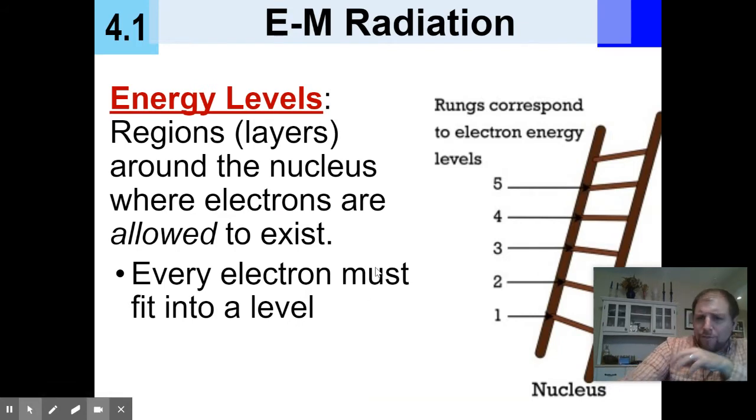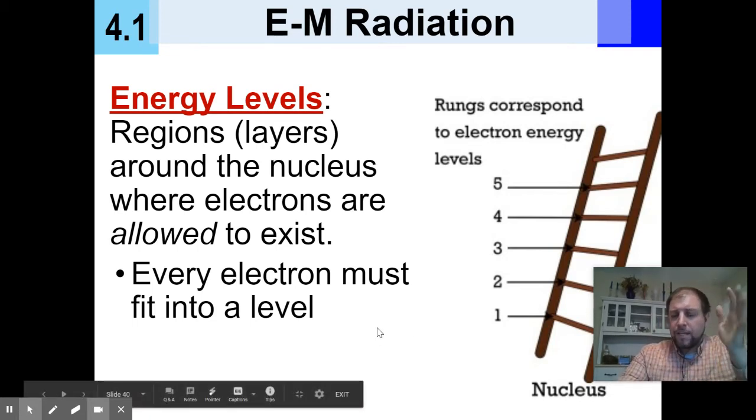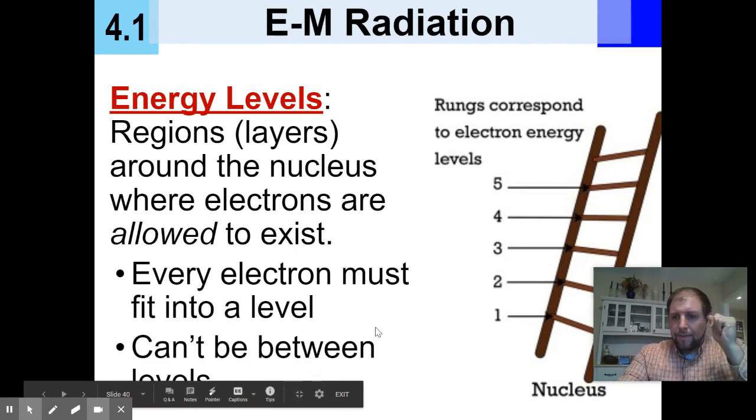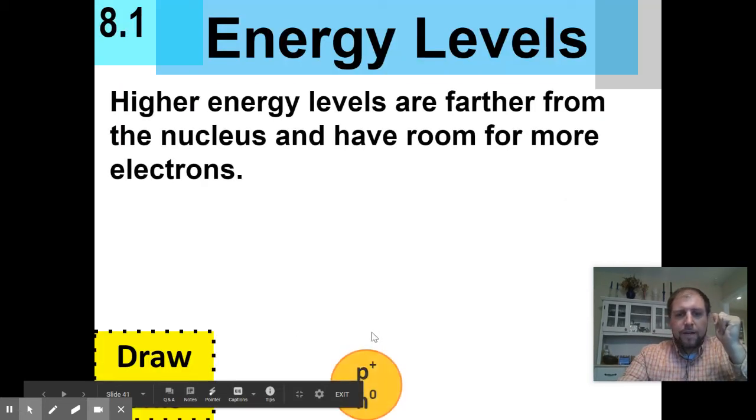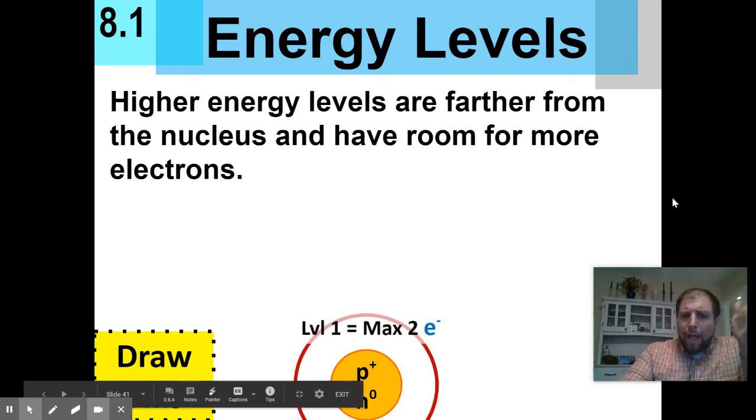And each of these energy levels can only hold so many electrons. So as the first energy level is filled up, if your atom has more electrons than that, then the electrons will fill into the second energy level, and then the third, and the fourth, and the fifth. Every electron must fit into an energy level, okay? That was Niels Bohr's findings, all right?